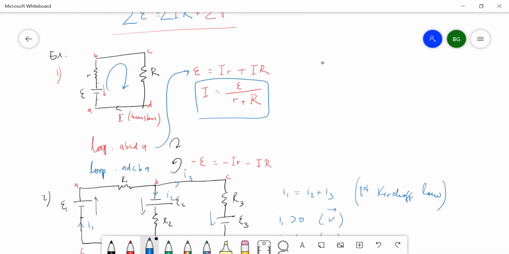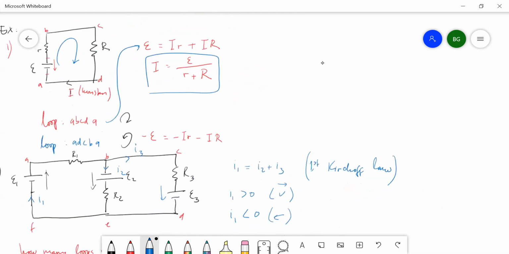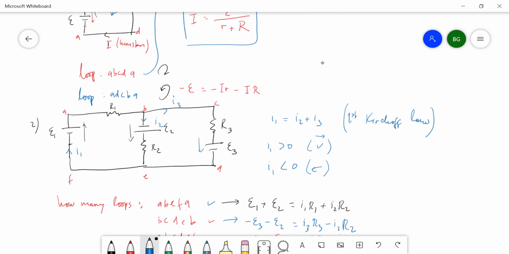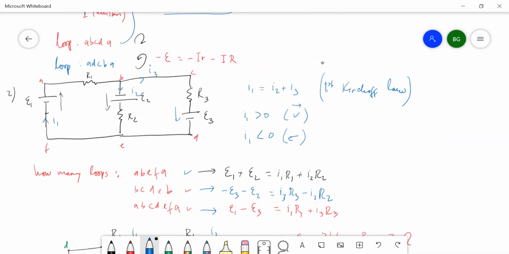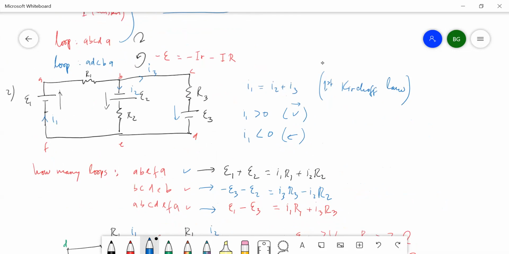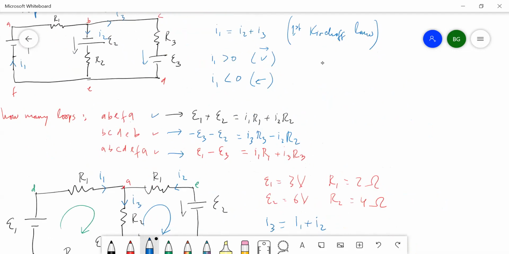Ini saya ambil contoh untuk sirkuit sederhana, dengan satu r kecil atau hambatan dalam, satu lagi R besar itu adalah hambatan luar. Itu bisa kita dapatkan arusnya dihitung seperti ini. Kemudian ini satu loop. Nah sekarang kalau misalkan ada seperti ini gimana? Ini ada 3 loop. Ada A, B, E, F, A; ada B, C, D, E, B; ada A, B, C, D, E, F, A. Jadi ini ada tiga loops.